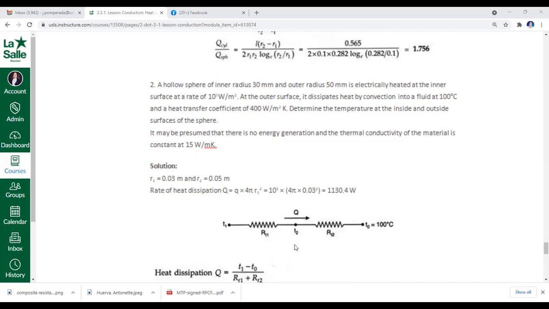So we cannot say that T sub 2, the outer temperature of our shell or of our sphere, is 100. It is not. So we need to determine this. The problem is asking us to determine the temperature at the inside and the outside surfaces of the sphere. Meaning, we are looking, let me annotate, for these two. These two we're looking for, because this one is the temperature of the fluid in which your sphere is immersed.